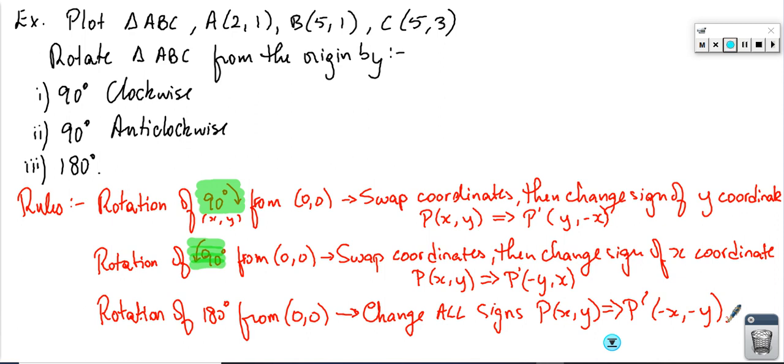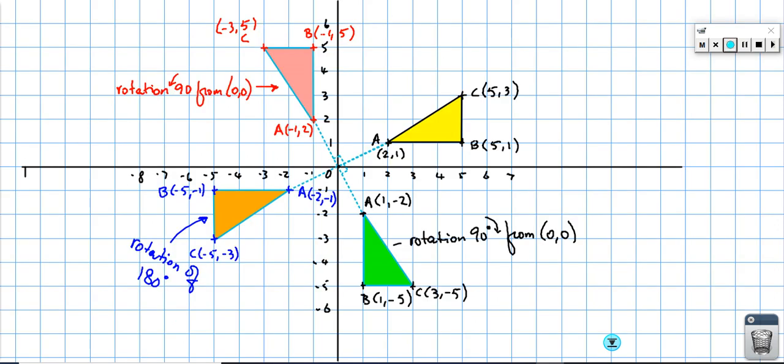Now, what happens when the center of rotation is not our origin, is not the point (0, 0)? For this, we need to use the rules, but we have to do something else. And if you have to do something else, the marks in the exam will be more, okay? So you need to be careful with that. So let's see an example.